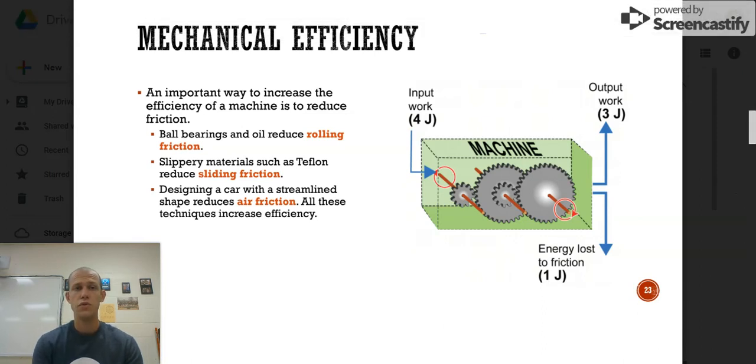Our goal is always to increase mechanical efficiency. There's a couple ways to do that. Really, it goes under the broader term of reduce the friction. So for example, you can use ball bearings or oil to reduce rolling friction. If you have slippery materials such as Teflon, you can reduce the sliding friction. And if you make things more aerodynamic, with the shape it's made, you can reduce air friction. So all these techniques help make your machine more efficient by reducing friction, so there's less and less energy loss with heat or friction.